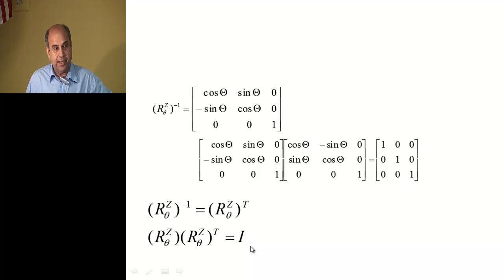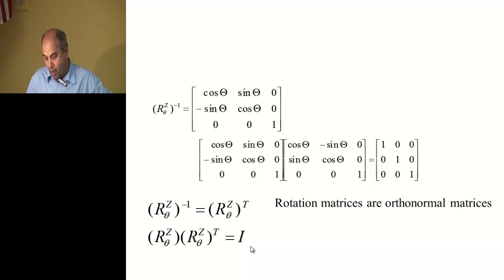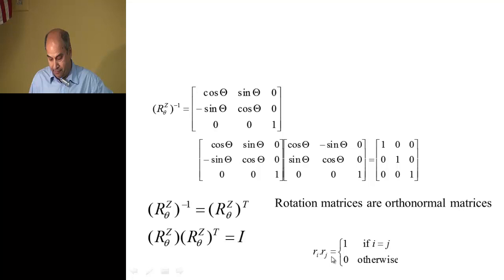Another interesting thing is that these rotation matrices are a special kind of matrices, which I'll call orthonormal matrices. Orthonormal means that if you take a row and find the dot product with itself, for example this one, it becomes cos squared theta plus sine squared theta plus 0, which is 1. But if you find the dot product with another row, like this one, cos theta times minus sine theta plus sine theta times cos theta plus 0, it becomes 0. So for the dot product of row i and row j, if they are the same, it is 1; if they are different, it is 0. We are going to use this property in camera calibration.